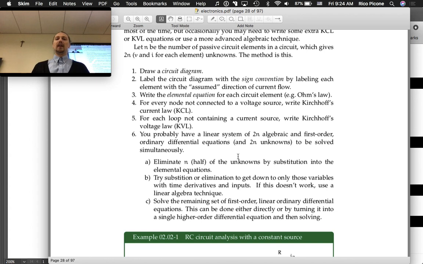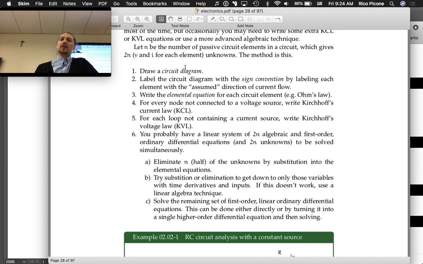This applies all the time. The trouble with it is that if you have nonlinear systems, you have nonlinear differential equations, or algebraic equations if you don't have any capacitors or inductors in there.